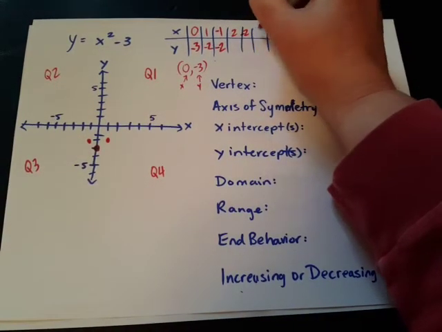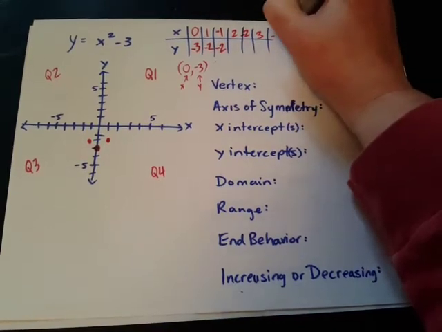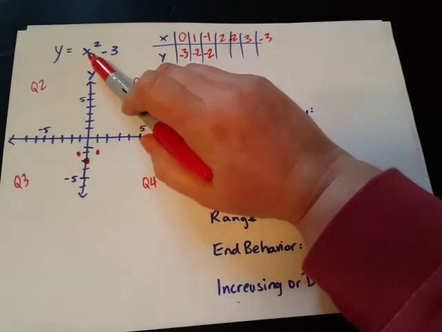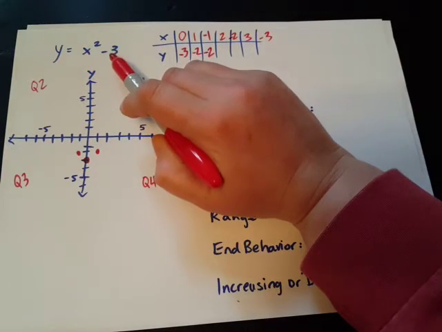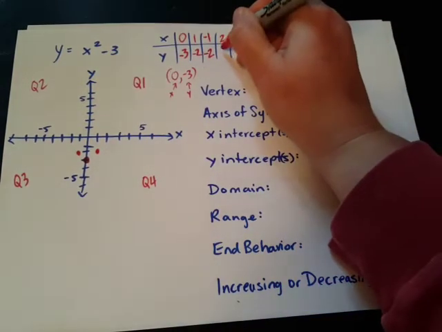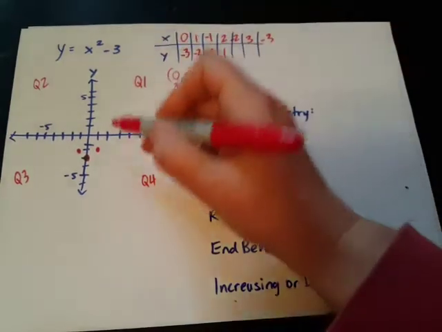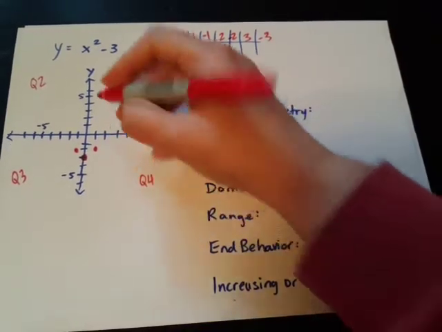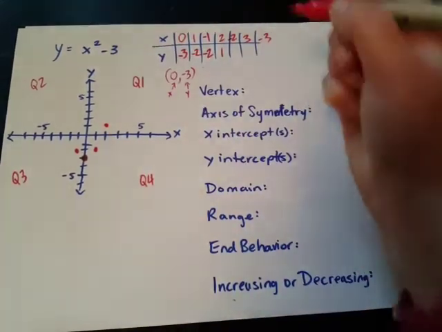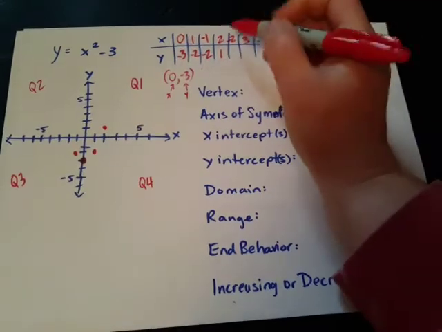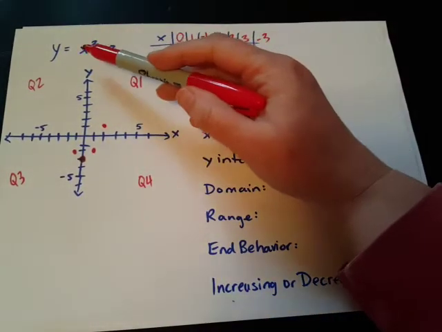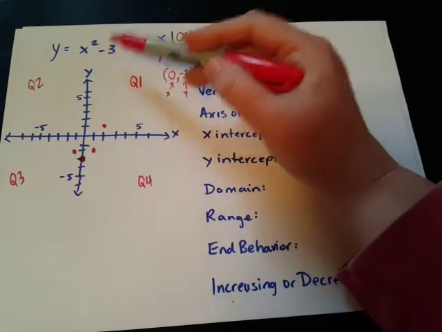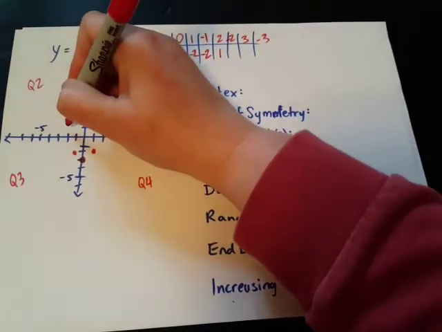Let's try these guys. So we'll put 2 in. 2 squared becomes 4. 4 minus 3 will be a plus 1. So when x is 2, y is plus 1. And when we put minus 2 in, minus 2 squared becomes a positive 4, minus 3 becomes a 1 as well.